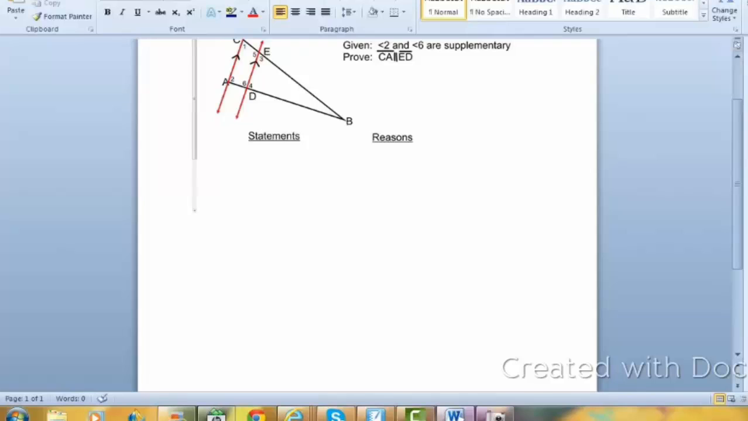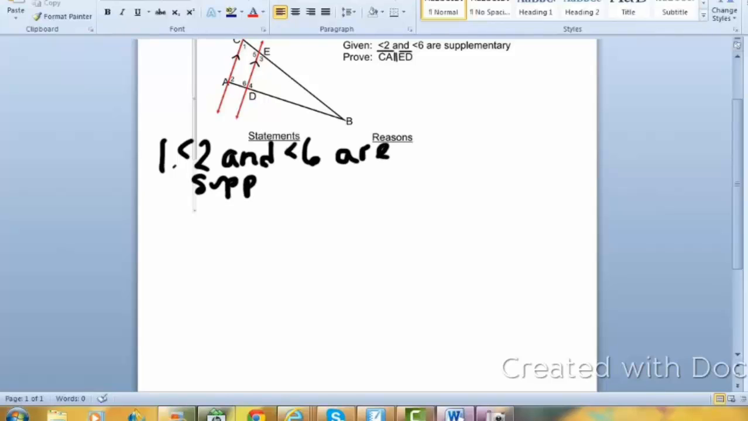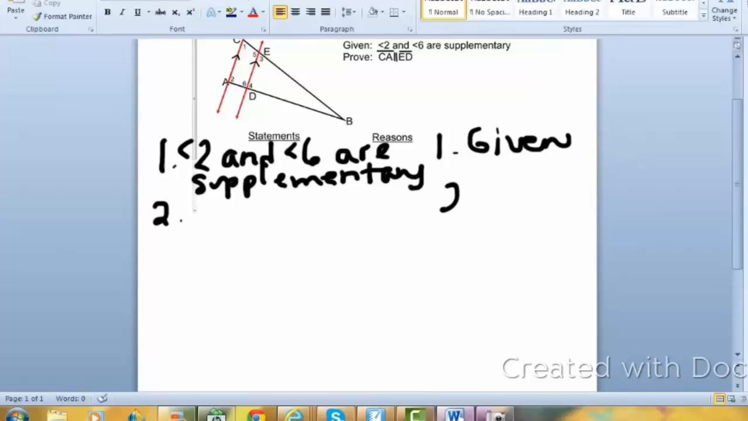In our last example, we're going to prove CA is parallel to ED. Start with the given information. Angle 2 and angle 6 are supplementary. That's given. So our reason is always given. In our first statement, we restate the given information. Our first reason is always given in a two-column proof.